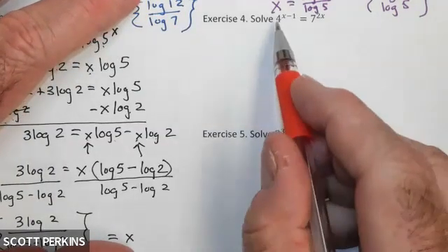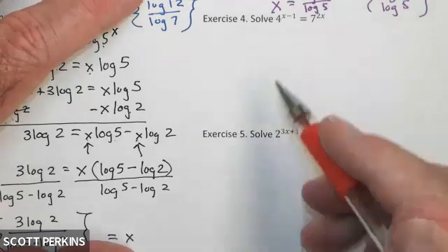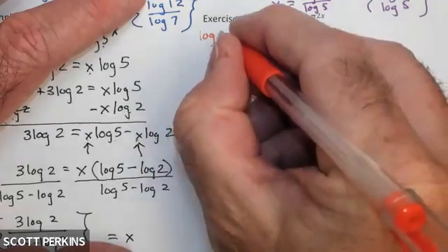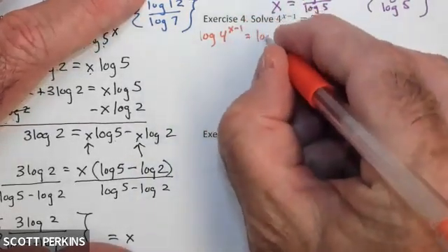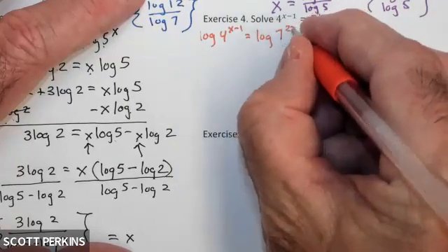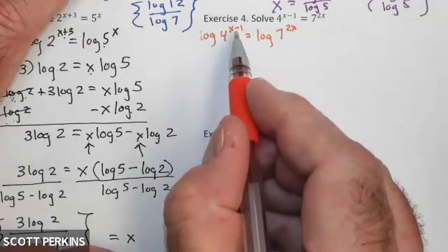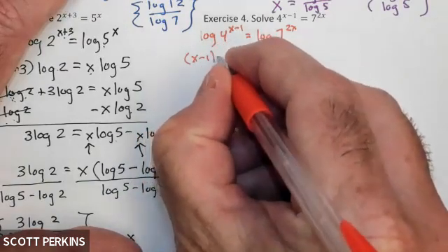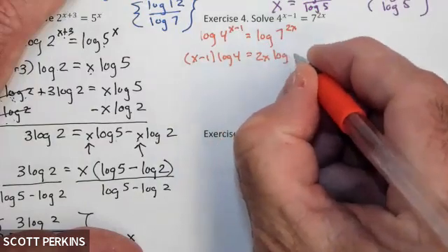So again, I cannot equate these bases. That is clearly the easier thing to do when it's possible, but I can't. So I'm going to take the logarithm of both sides. So I've got the logarithm of 4 to the x minus 1 power, and then I've got the logarithm of 7 to the 2x power. Again, the reason we do that is we're employing the property of logarithms that says that power now can come down and be the coefficient. So I have x minus 1 times the log of 4 is equal to 2x times the log of 7.